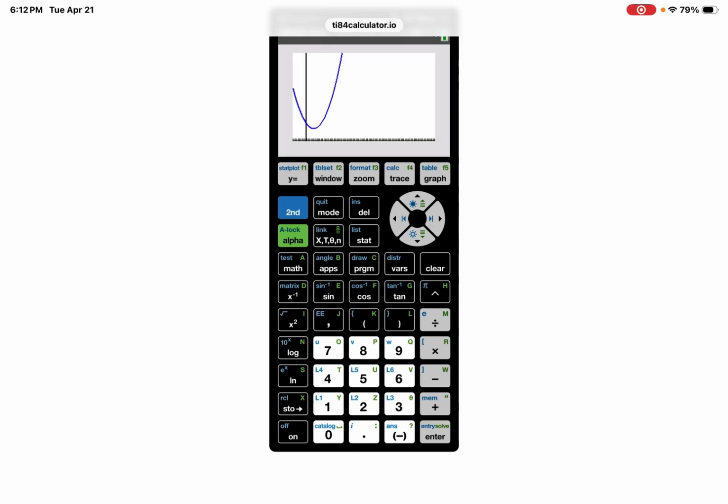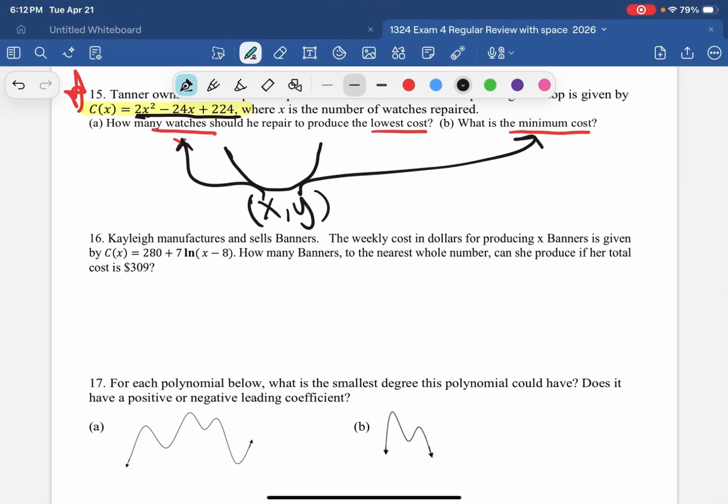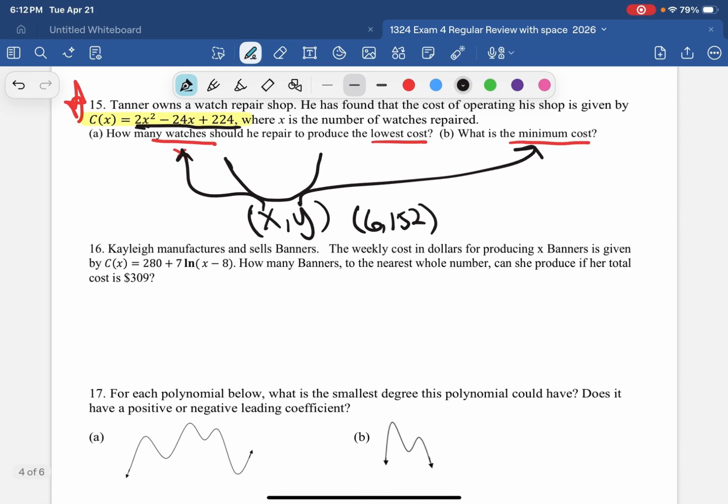I'm going to go to second trace and minimum. Get it on the left side, enter. Get it on the right side, enter. And for a guess, enter. And it says the minimum is at 6, 152. So 6, 152. That means the minimum cost is $152, and the number of watches is 6.